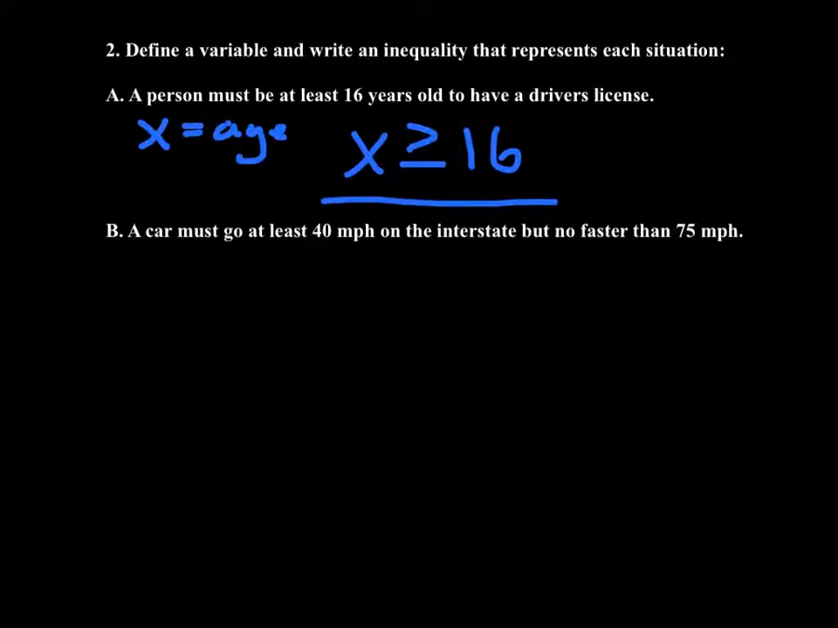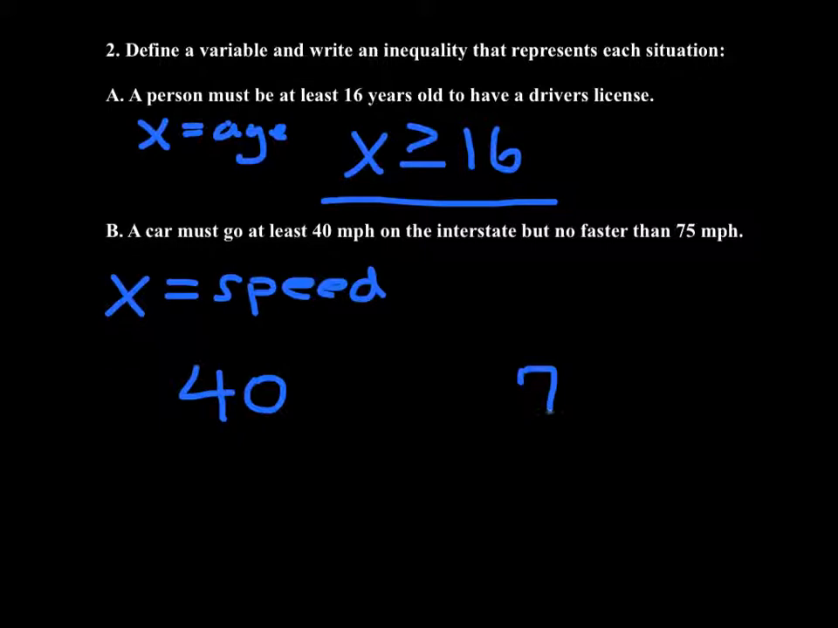Letter B says a car must go at least 40 miles per hour on the interstate, but no faster than 75 miles per hour. Okay, so here we have a compound inequality. So let's again define our variable first. Let's call x speed. It's very important that you define these variables, otherwise I don't know what you're talking about. Okay, so if x is speed, we want this in between 40 and 75 miles per hour. So our x is going to be in between there.